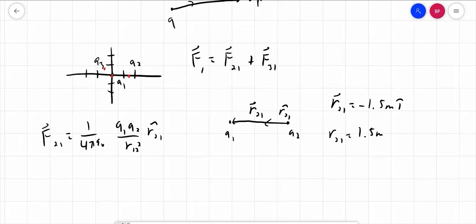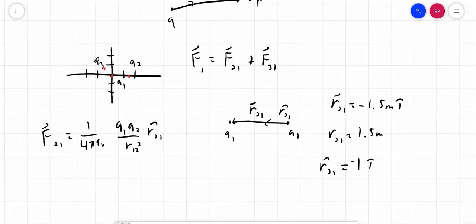So we can find our unit vector, R21 hat, by taking our full vector and dividing by the length, or the magnitude. So negative 1.5 over 1.5 is just negative 1. And remember, unit vectors never have units. The units divide away when you divide by the magnitude. So our unit vector here is negative 1 in the x direction.